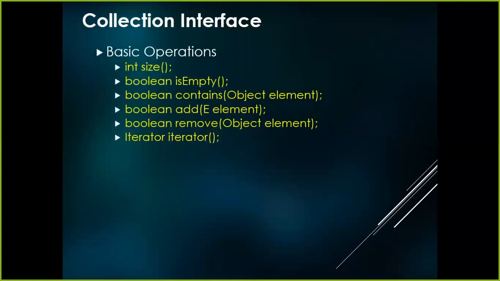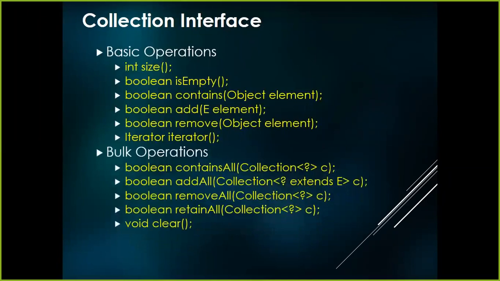Now the basic operations that you can do on the collection interface: size is a valid method on a collection, and isEmpty is a valid method on a collection. Contains, add, remove, iterator. Size will return how many elements are there, whether your collection is a set, a list, or a map. isEmpty returns whether your collection is empty or not.